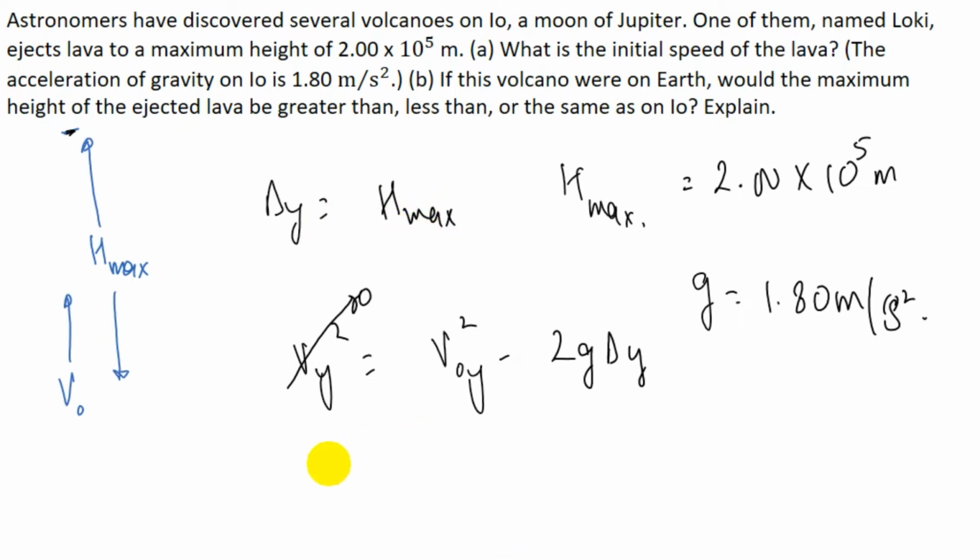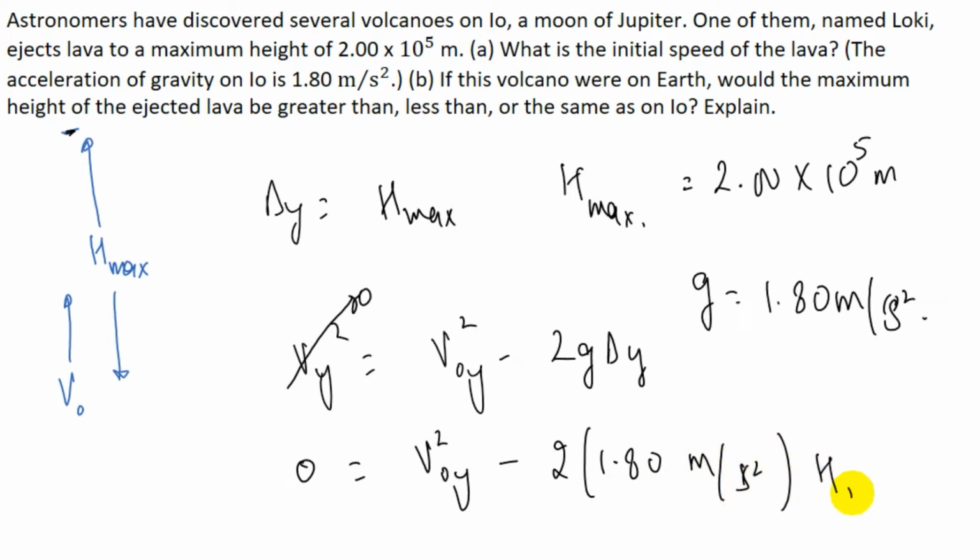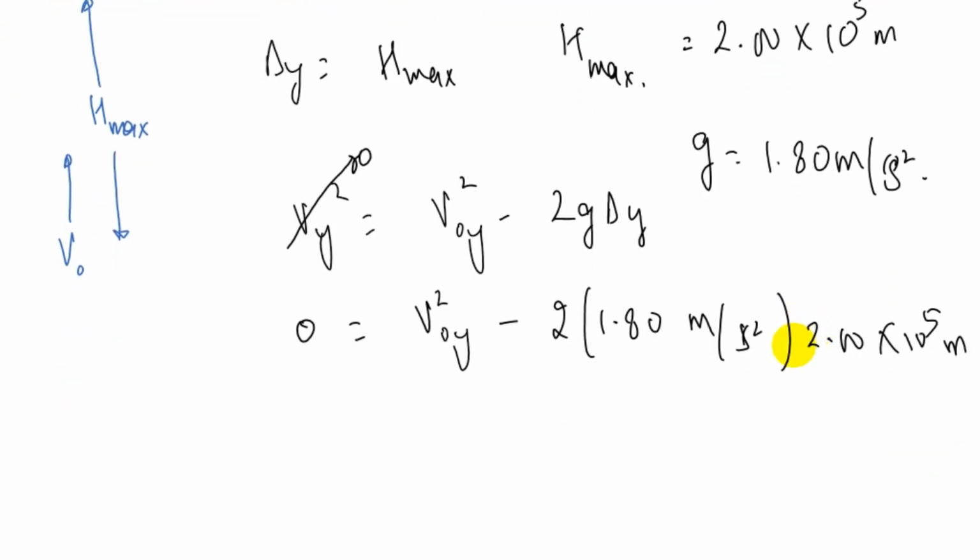So we can put the values now. 0 equals V0y squared, which we have to find, minus 2 times g, which is 1.80 meter per second squared, times delta y, which is H max, 2.00 times 10 to the power 5 meter. We can solve it for V naught. So V0y comes out to be 849 meter per second. So this is the initial speed of the lava.